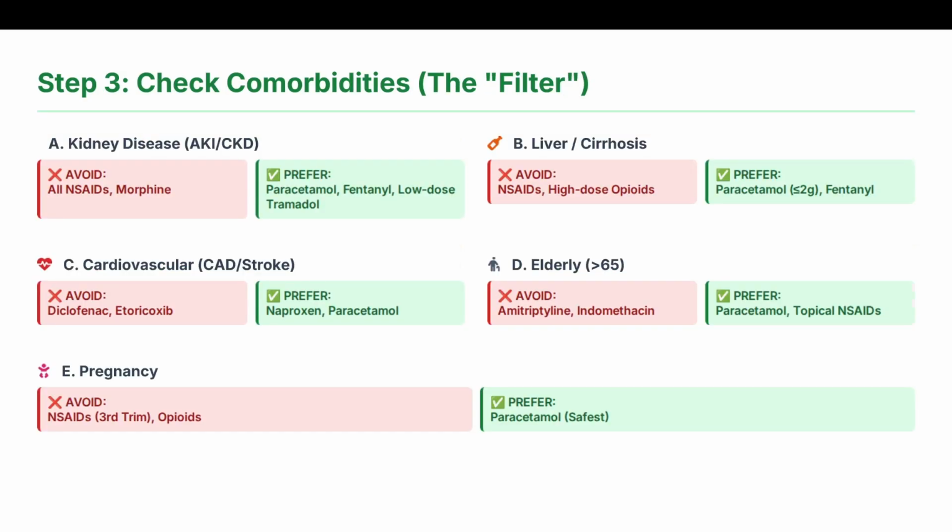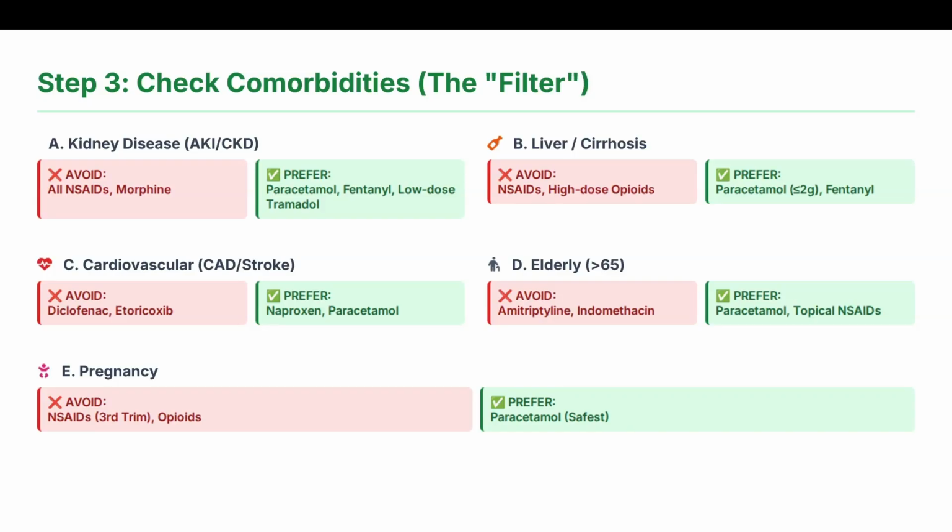Now check for the comorbidities of the patient. Comorbidity is the most important determining factor for the choice of analgesic. It is the first filter that we apply before giving an analgesic. For a patient with kidney disease, like acute kidney injury or chronic kidney disease, it is imperative to avoid NSAIDs and morphine. We usually prefer paracetamol up to 2 to 3 grams per day, and we can also give fentanyl or low-dose tramadol.